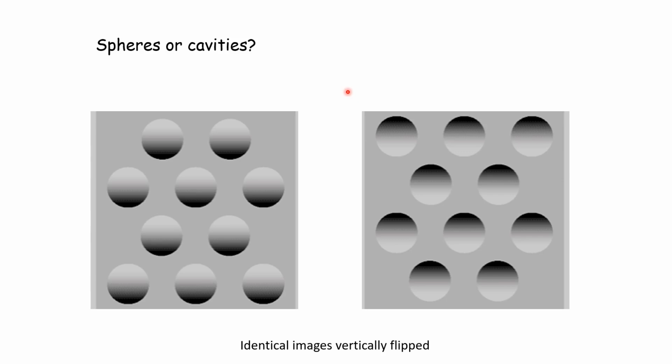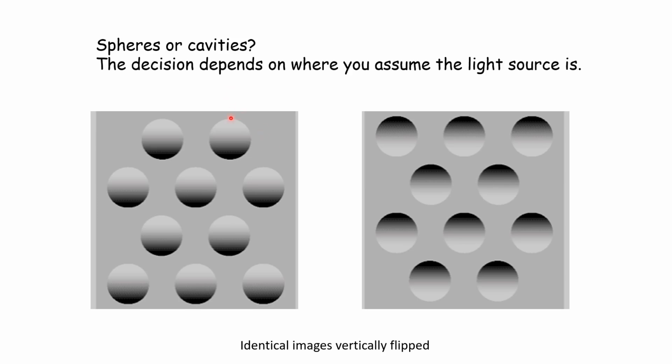So what's going on here? The image is actually a 2D image, and this perception of either spheres or cavities is a creation of the brain, and that is based on our assumption of where the light source is. So if you assume the light source on top, then the left image would be consistent with the spheres coming out because the top part would be exposed to light and the bottom part would show the shadow.